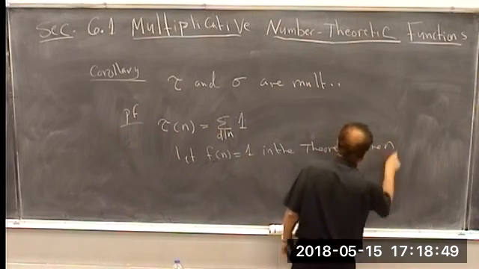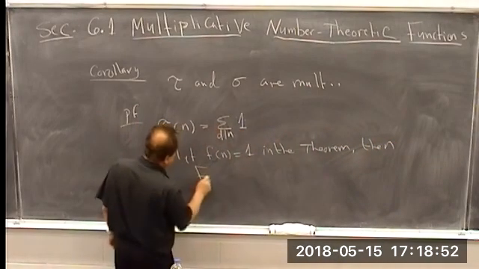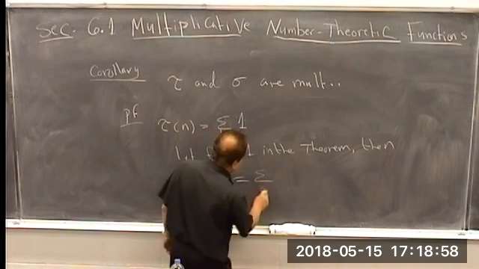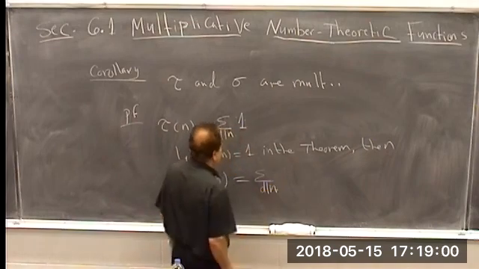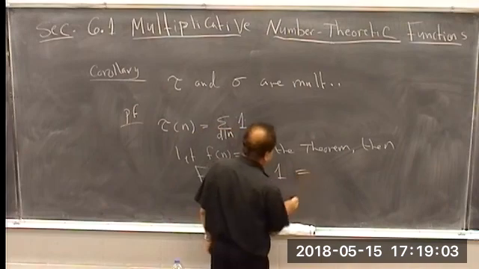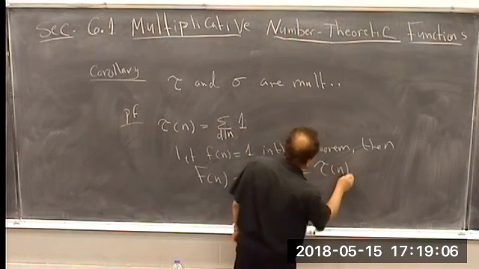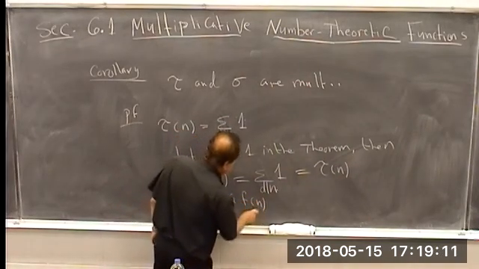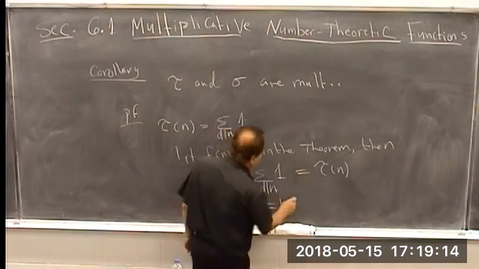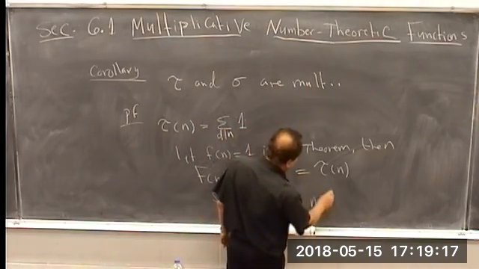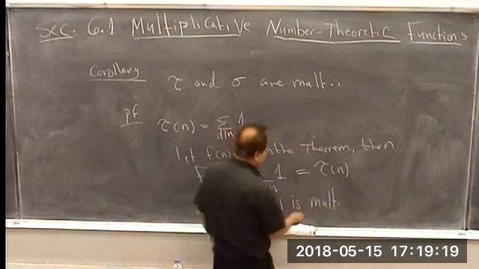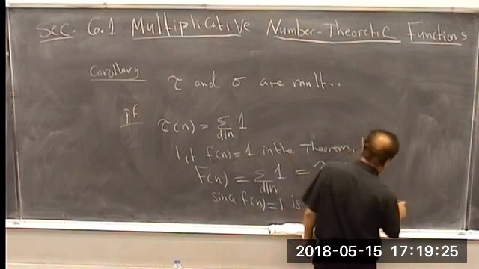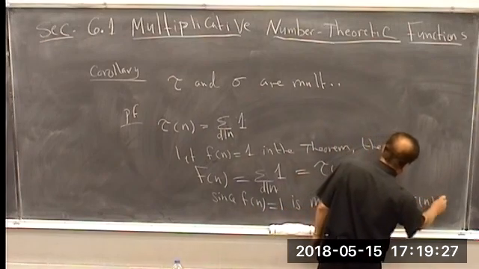then the F of n is going to be basically the sum over d divides n of 1, right? But this is equal, of course, to tau of n, since f of n equal 1 is multiplicative. In fact, it is completely multiplicative. It is multiplicative. This implies that F of n, which is equal to tau of n, is multiplicative.